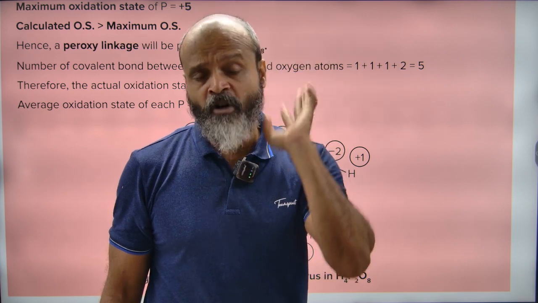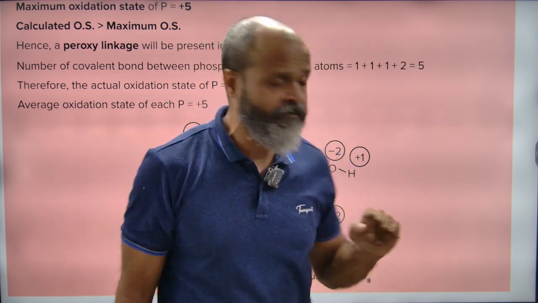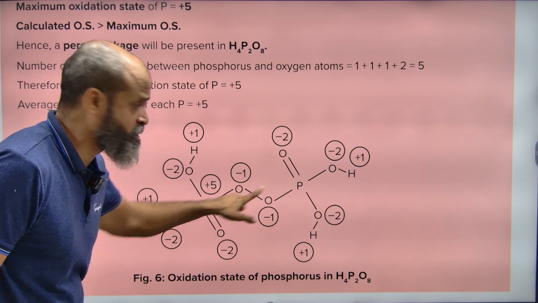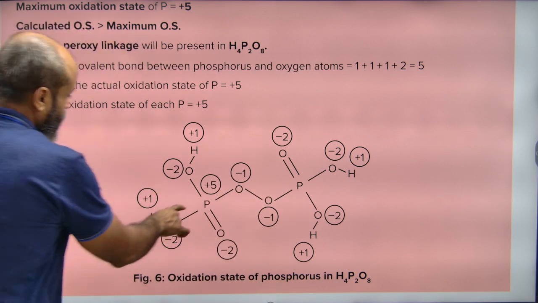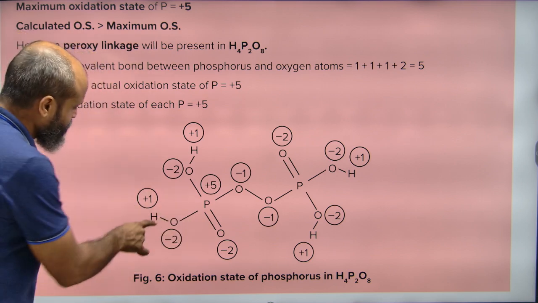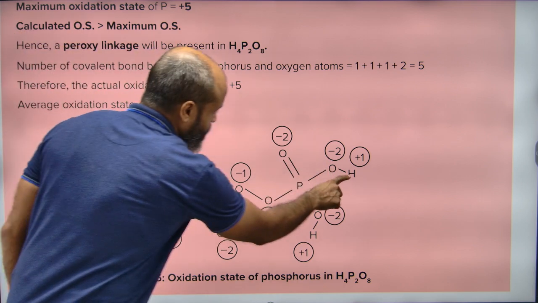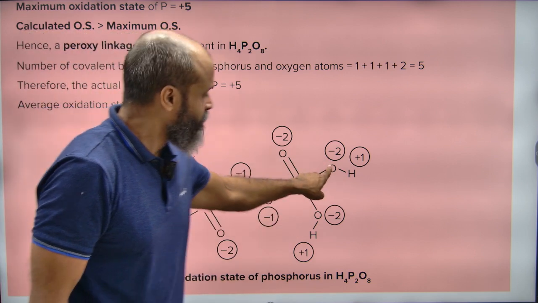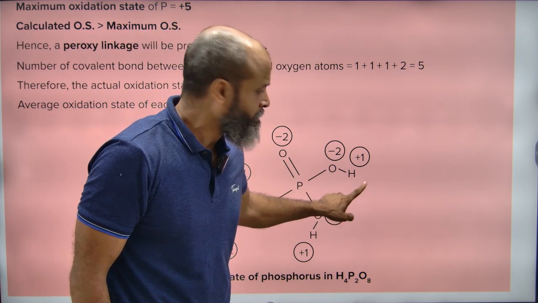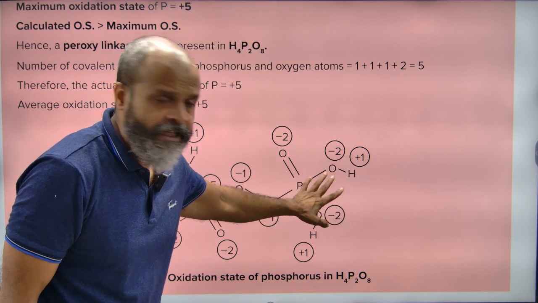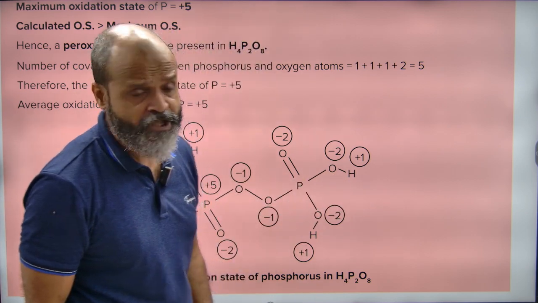Okay, because the maximum oxidation state of phosphorus is +5, it has already been adjusted with +2. Now let's look at it. If we adjust one oxygen here normally with one hydrogen, one oxygen with one hydrogen, obviously the oxygen's octet is complete by sharing of electrons in a covalent bond with hydrogen as well as phosphorus.